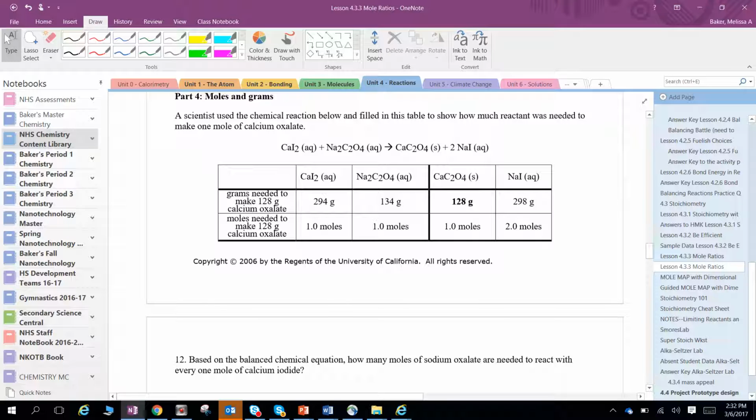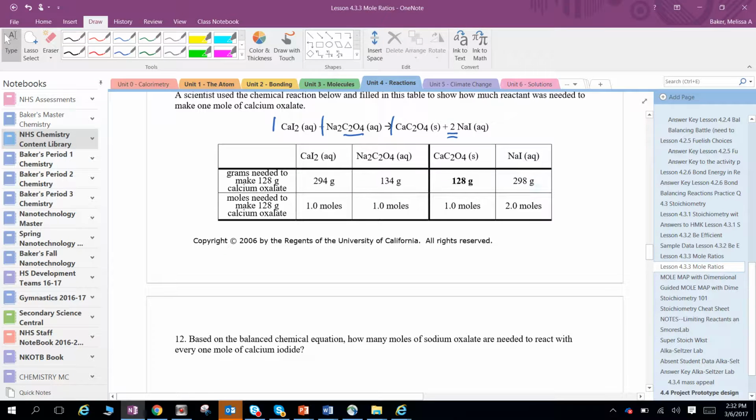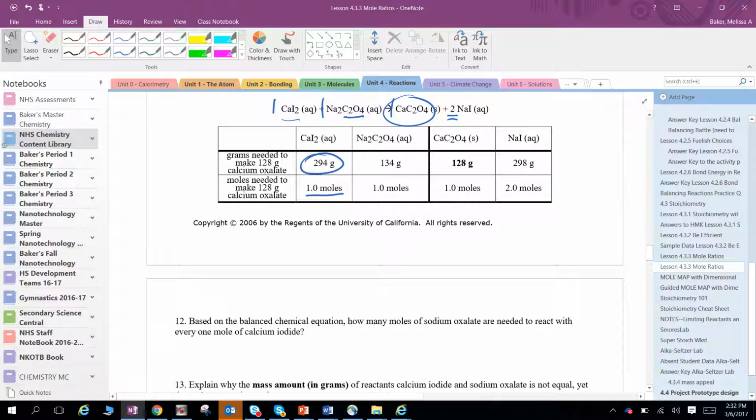Here's a different reaction. We've got 1 mole of calcium iodide, 1 mole of sodium oxalate, that's the name of that polyatomic ion. That makes 1 mole of calcium oxalate and 2 moles of sodium iodide. So they've got a little table here helping us out, saying that 294 grams of calcium iodide are needed to make 128 grams of the calcium oxalate. That's how much 1 mole of calcium iodide weighs. So that's been added up for you. So let's answer the questions that are involved here.